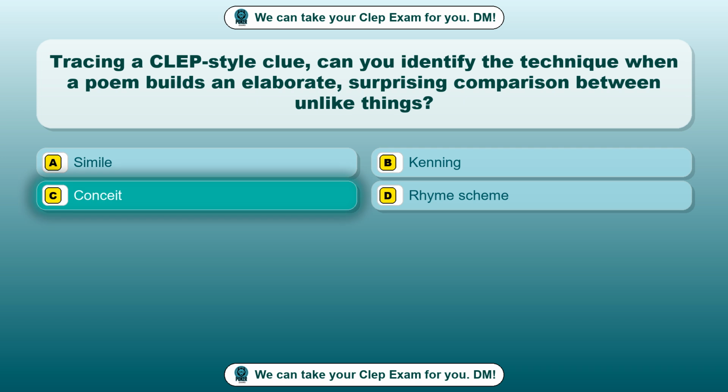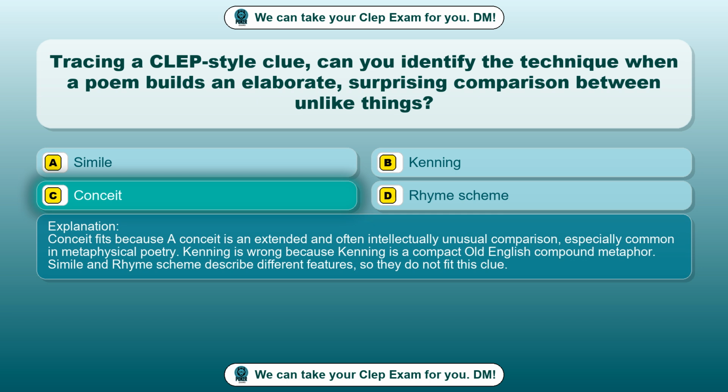Conceit. Conceit fits because a conceit is an extended and often intellectually unusual comparison, especially common in metaphysical poetry. Kenning is wrong because kenning is a compact Old English compound metaphor. Simile and rhyme scheme describe different features, so they do not fit this clue.